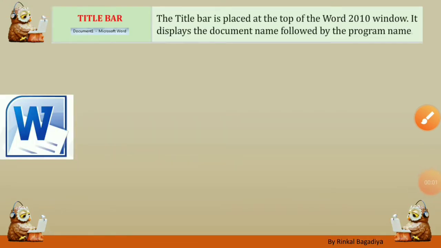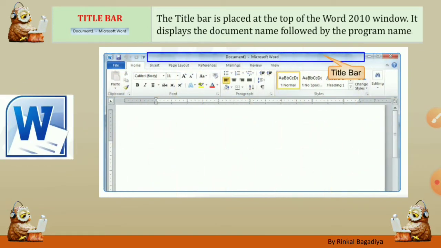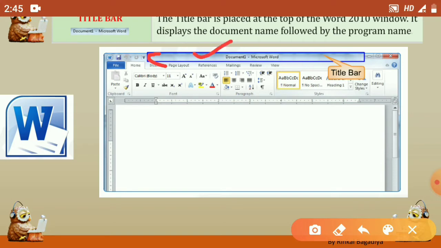Children, let's start with the title bar. The title bar is placed at the top of the Word 2010 window. It displays the document name followed by the program name. Here you can see this blue line box is the title bar. It contains the document name, here written as Document 1, followed by the program name. The program name is Microsoft Word.